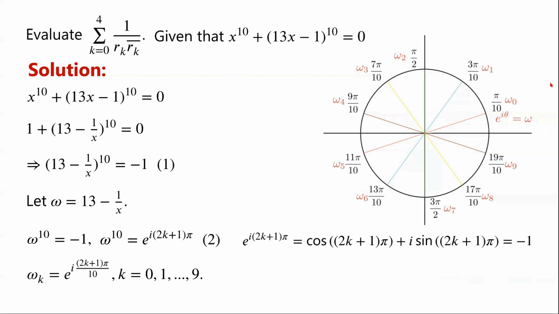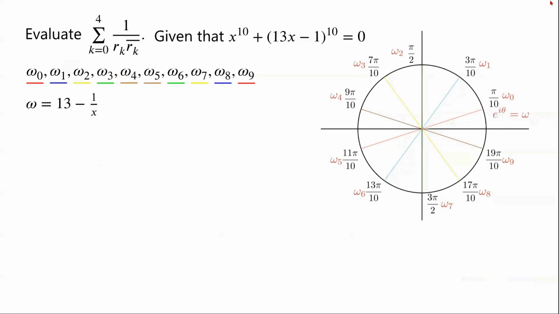Omega 0 is equal to e to the power of i pi over 10, omega 9 is equal to e to the power of i times 19 pi over 10, and they are conjugate. Similarly, omega 1 and omega 8, omega 2 and omega 7, omega 3 and omega 6, omega 4 and omega 5 are conjugate. As omega equals 13 minus 1 over x, and we know that rk, k equals 0, 1, 2, 3, and 4 are roots of the original equation.